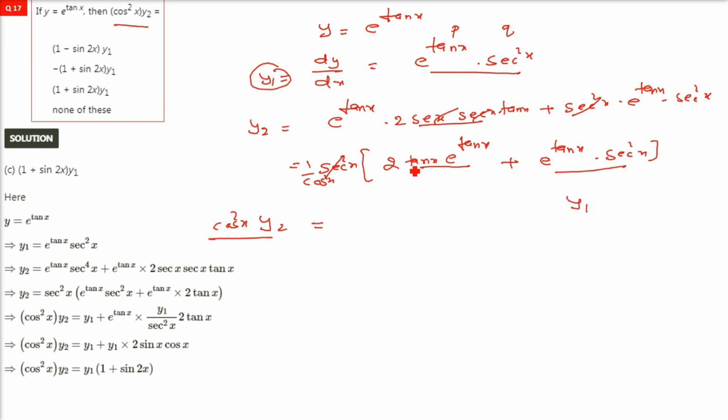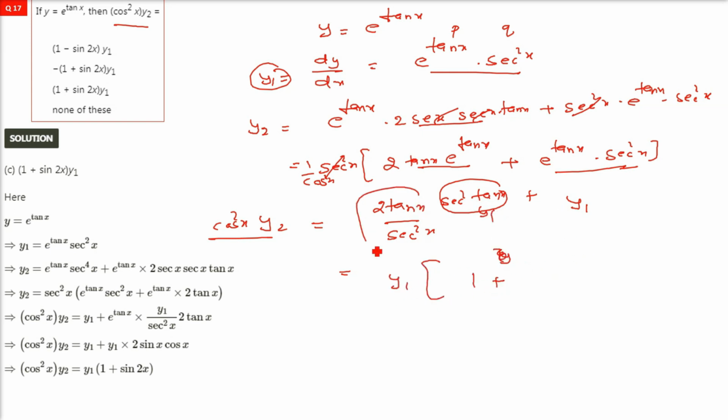Now here we have to change certain things. See, only if I multiply this with sec square x and divide by sec square x, because sec square x into e raised tan x is y1. So I'm multiplying the first term with sec square x in the numerator and denominator. When you do this, you'll see this whole term e raised tan x sec square x is what? Y1. You can replace it by y1. And what is remaining? 2 tan x divided by sec square x. That we are going to do just now.